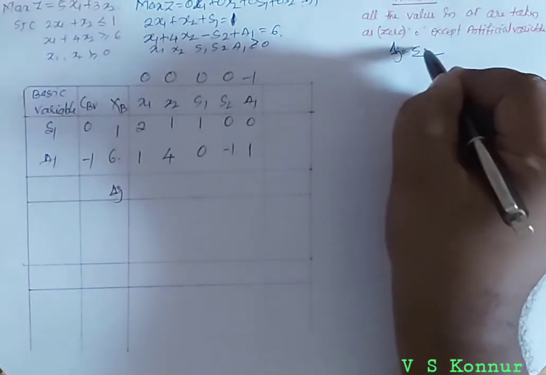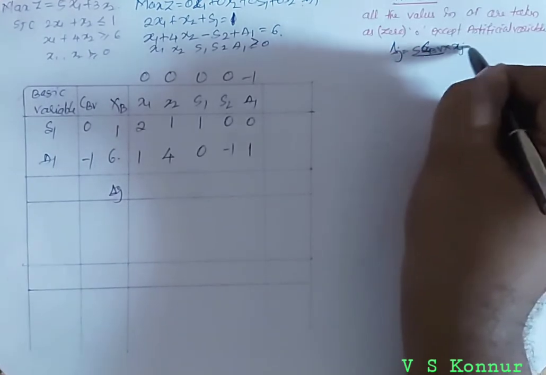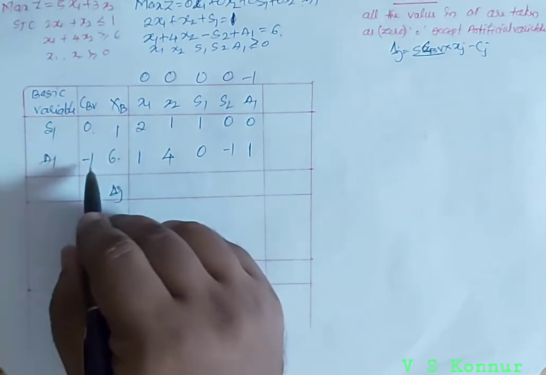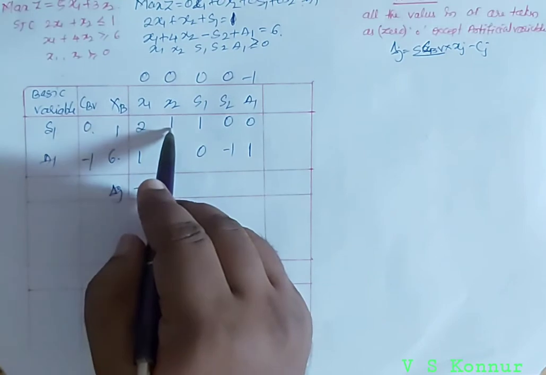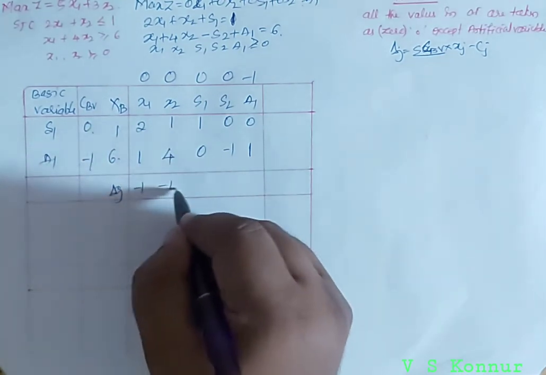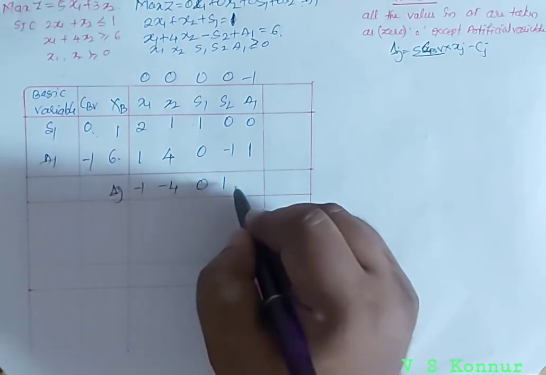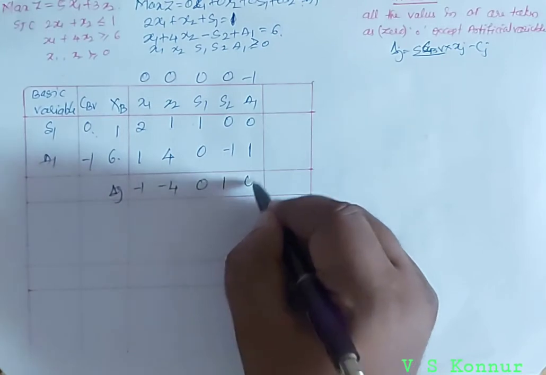Delta j is equal to summation of xcbv into xj minus cj. This formula we have to use. Now this into this is 0, minus 1 we have to take. This into this is 0, minus 4, 0, 0, 0, 1, minus 1 into 1 is minus 1, minus of minus 1 is plus 1, 0.